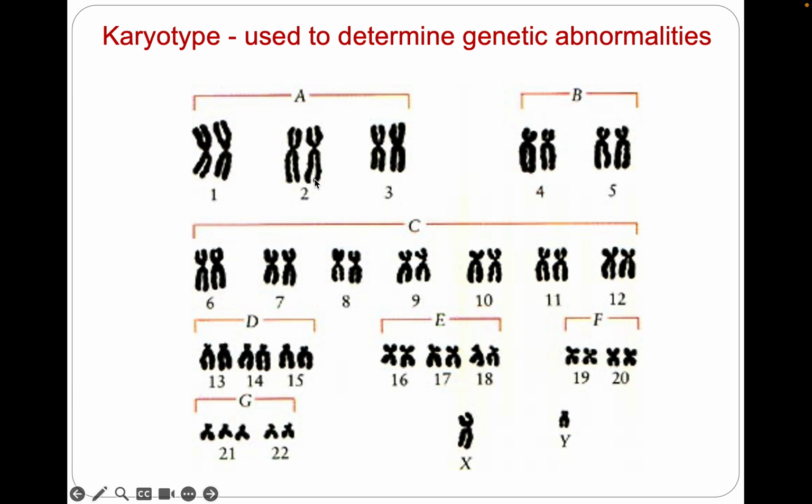2 pairs, 2 pairs, 2 pairs, all the way down the list. 2 pairs of every chromosome. They all look very similar until we get here. There are 3 copies of chromosome number 21 here. All right, and this individual has a condition called trisomy 21 or Down syndrome.